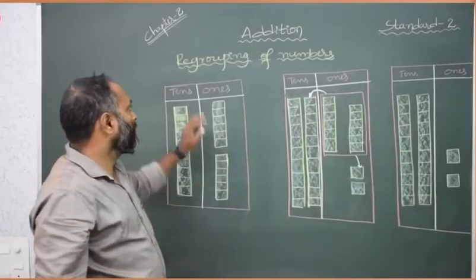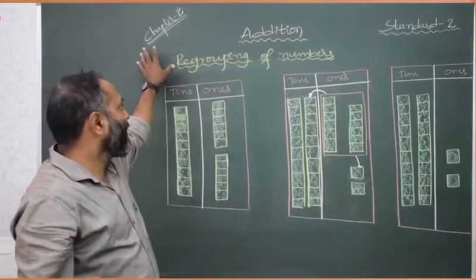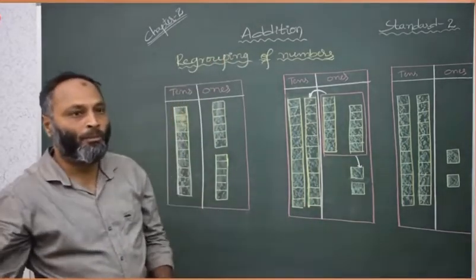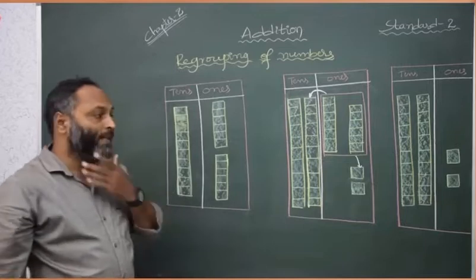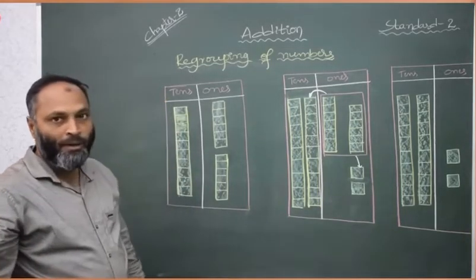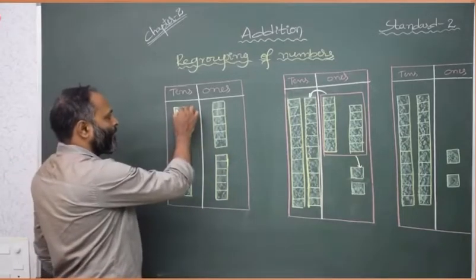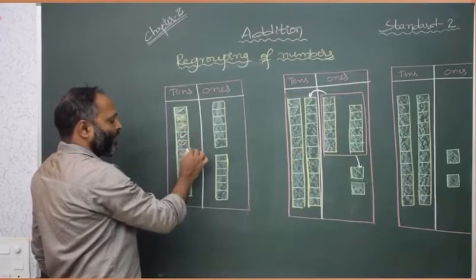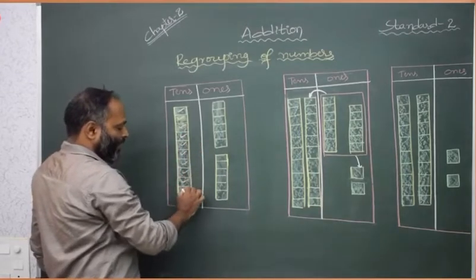Yes, now students, our next topic is regrouping of numbers. How to regroup numbers. Here, in the tens place, one block is there. One complete block is 10, so 10 small blocks were there. 1, 2, 3, 4, 5, 6, 7, 8, 9, 10.